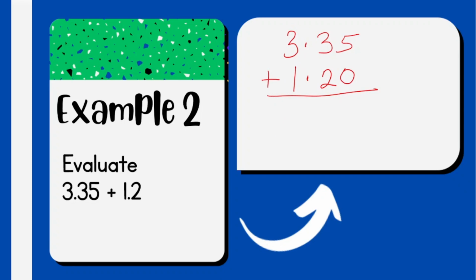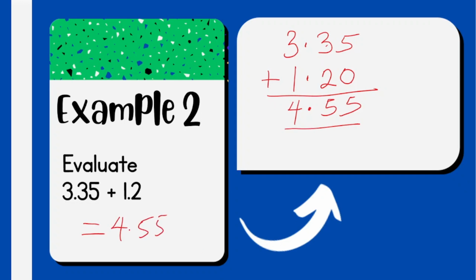So how do we add? 5 plus 0 will give us 5. Don't forget we start from the right. Then 3 plus 2 is going to give us 5 as well. Then we bring down the decimal point here. Then 3 plus 1 gives us 4. So our answer is equal to 4.55. I hope this is clear.